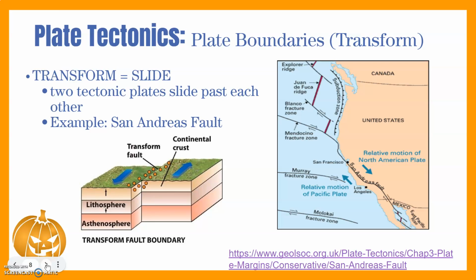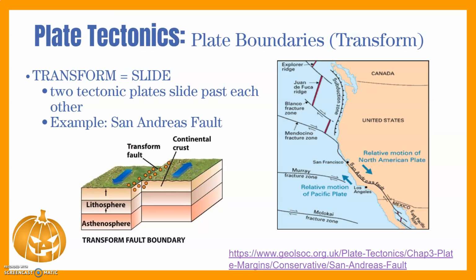Okay. All right, so on to transform. And I would say transform is probably the easiest out of all of them because it's just two plates. You can see them in the picture here, sliding past each other. In this case, one's moving to the top of the screen and the other is moving to the bottom. And I would say the most infamous transform boundary is on the west coast of the United States and in California, and that's the San Andreas Fault.